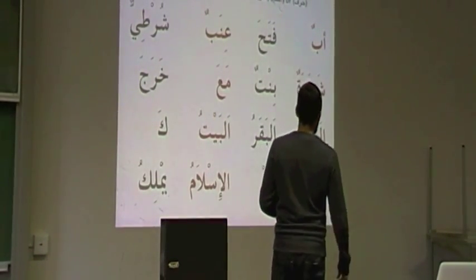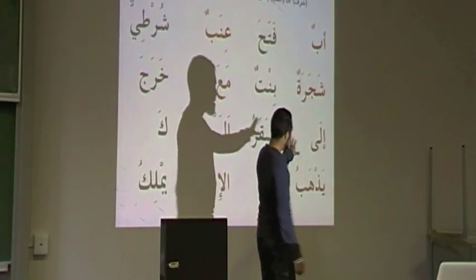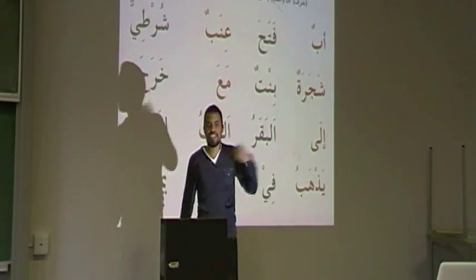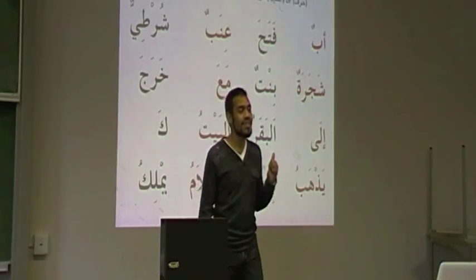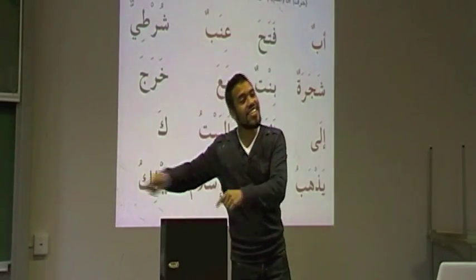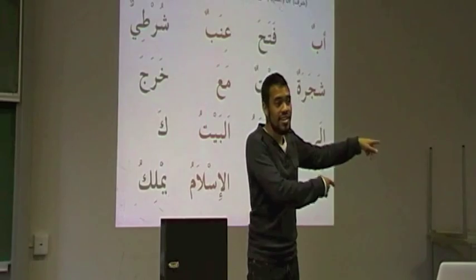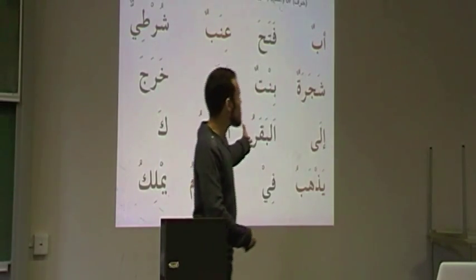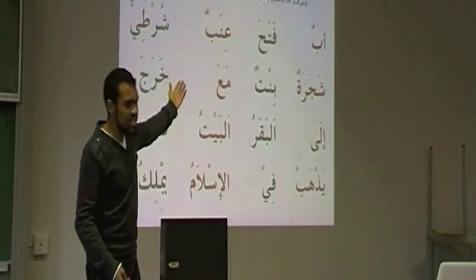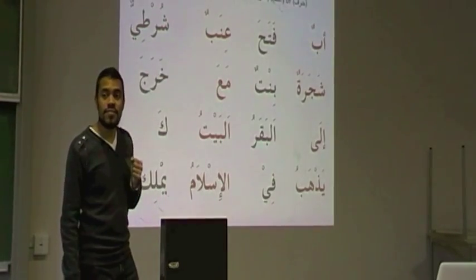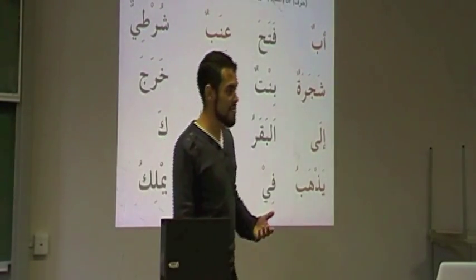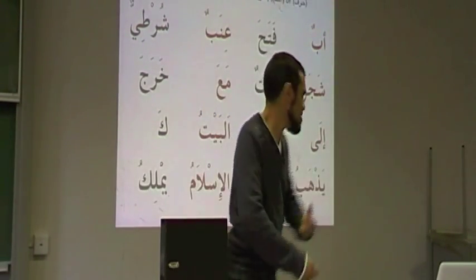Shajaratun is a noun. Let's leave ila for now, but ila you can actually answer because you've seen it before. Min al bayti ila al masjid al haram. What does ila mean? To. What is it? A particle, an ism, or a fi'al? It's a particle or harf. It's a connector. It completes the sentence.